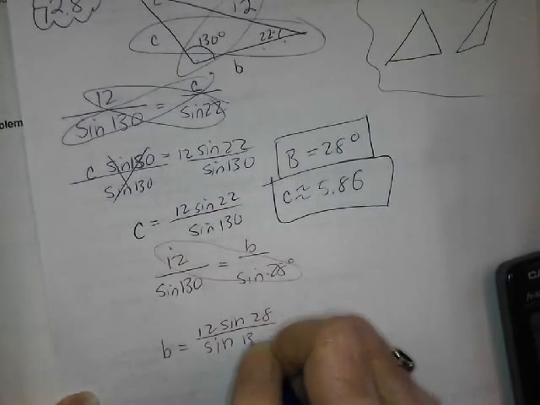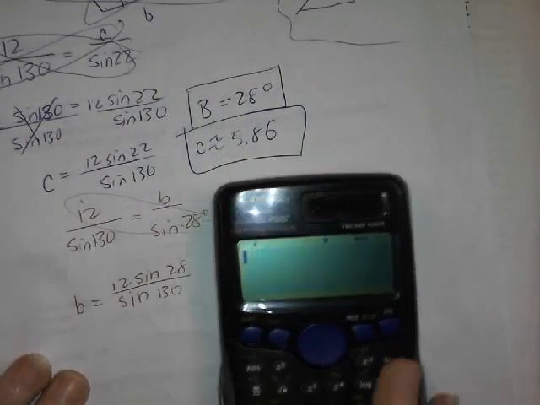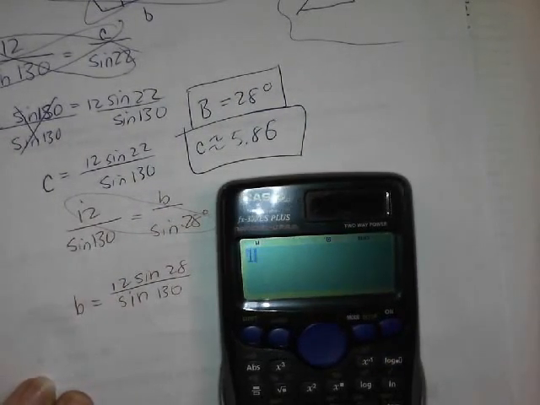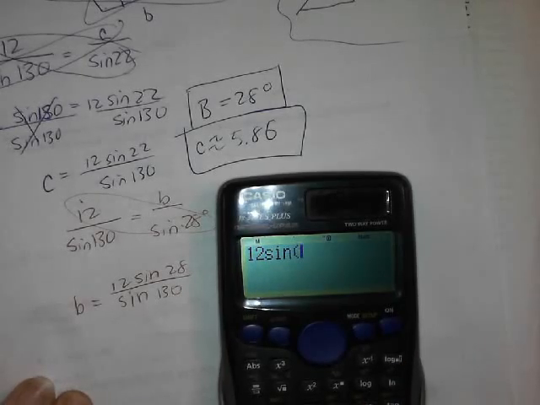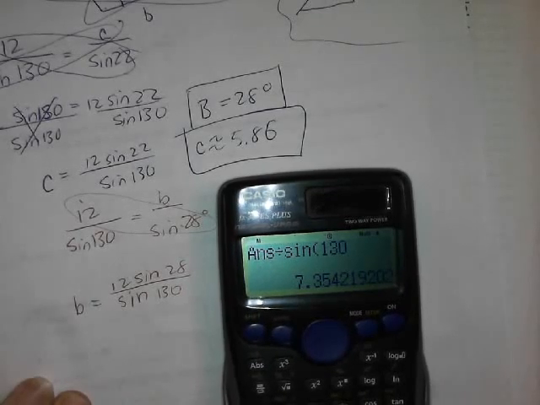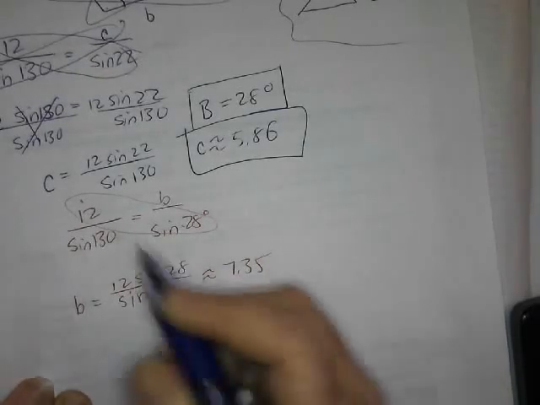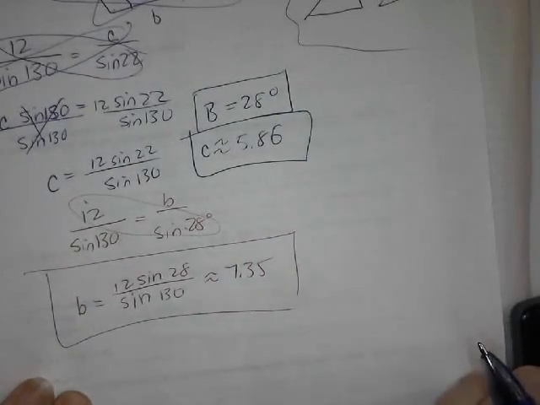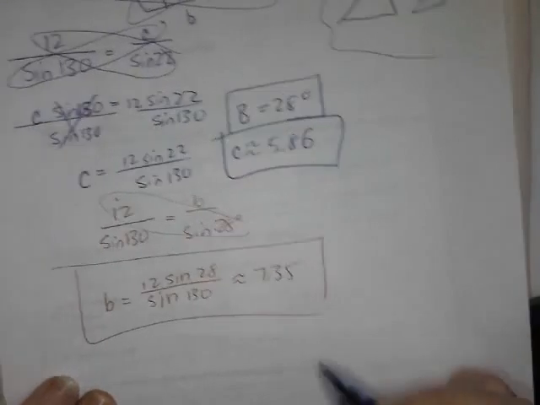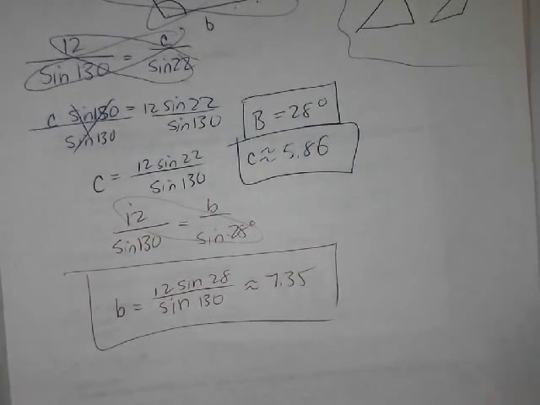Put that in your calculator, however your calculator requires you to put it in there. 28, equals that, divide by sine 130, and I get 7.35-ish. So that can be b. And is that all? That's all. Is there any more for this question? Actually, that's it for lesson 72. It'll come up again, and we'll talk about it again later. So enjoy that.